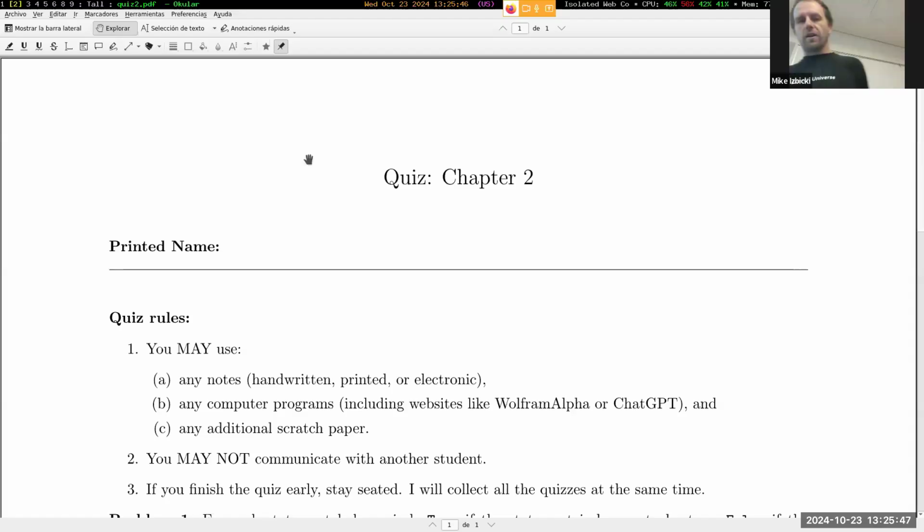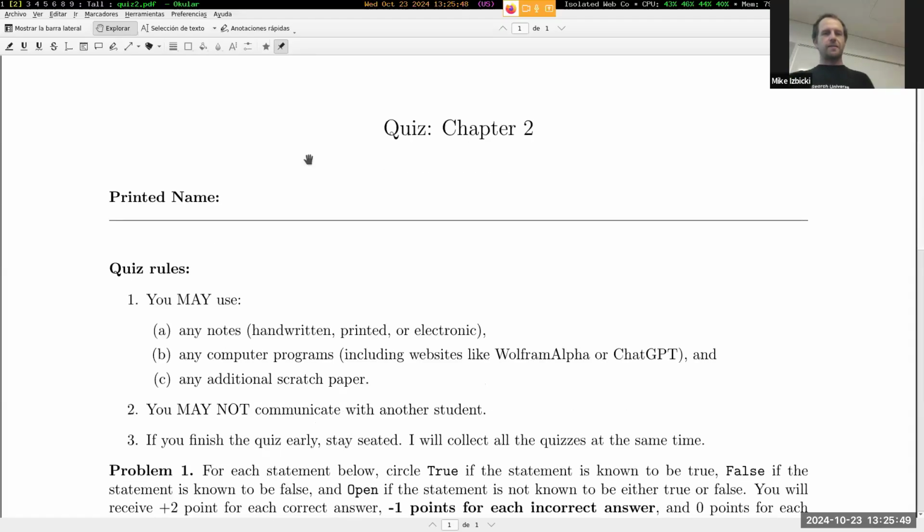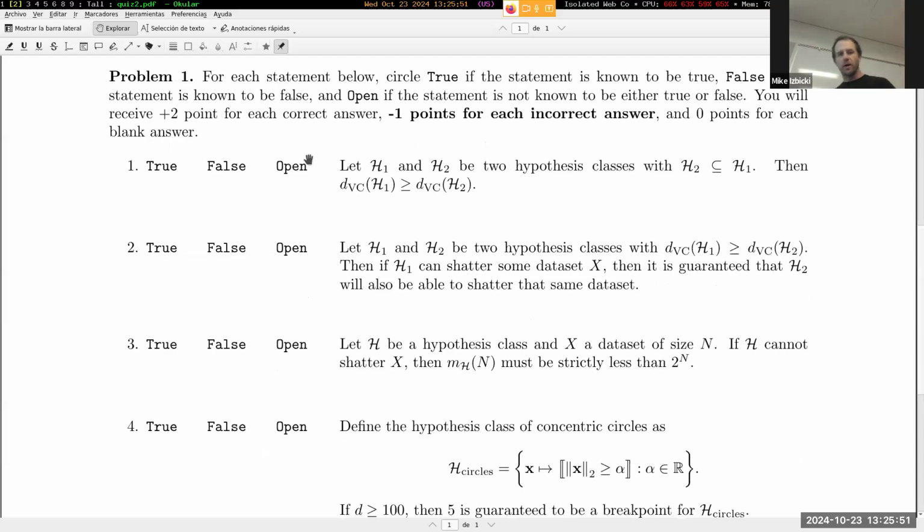Okay, so let's go over the quiz answers here. Problem number 1. Let H1 and H2 be two hypothesis classes with H2 a subset of H1. Then it must be the case that the VC dimension of H1 is greater than or equal to the VC dimension of H2.